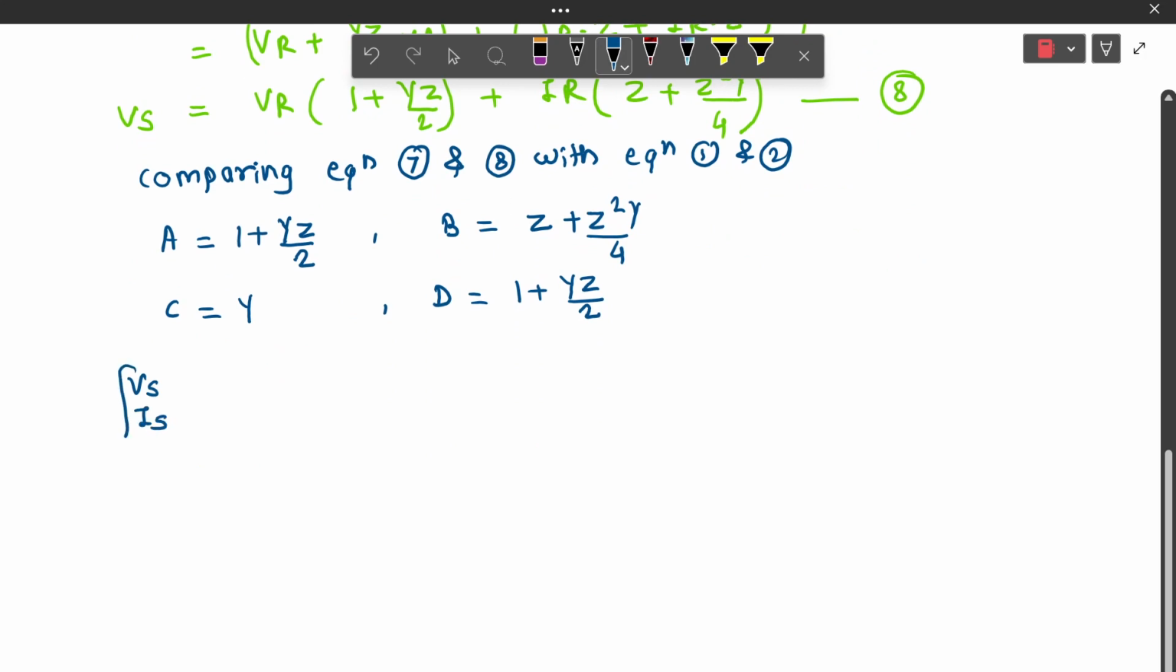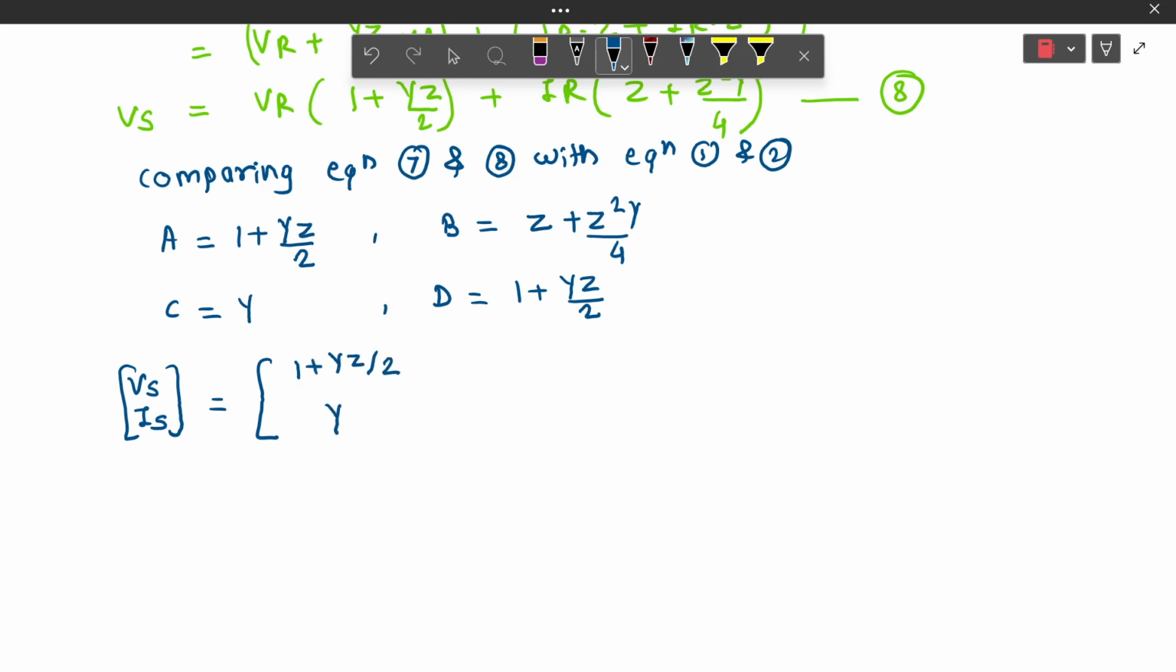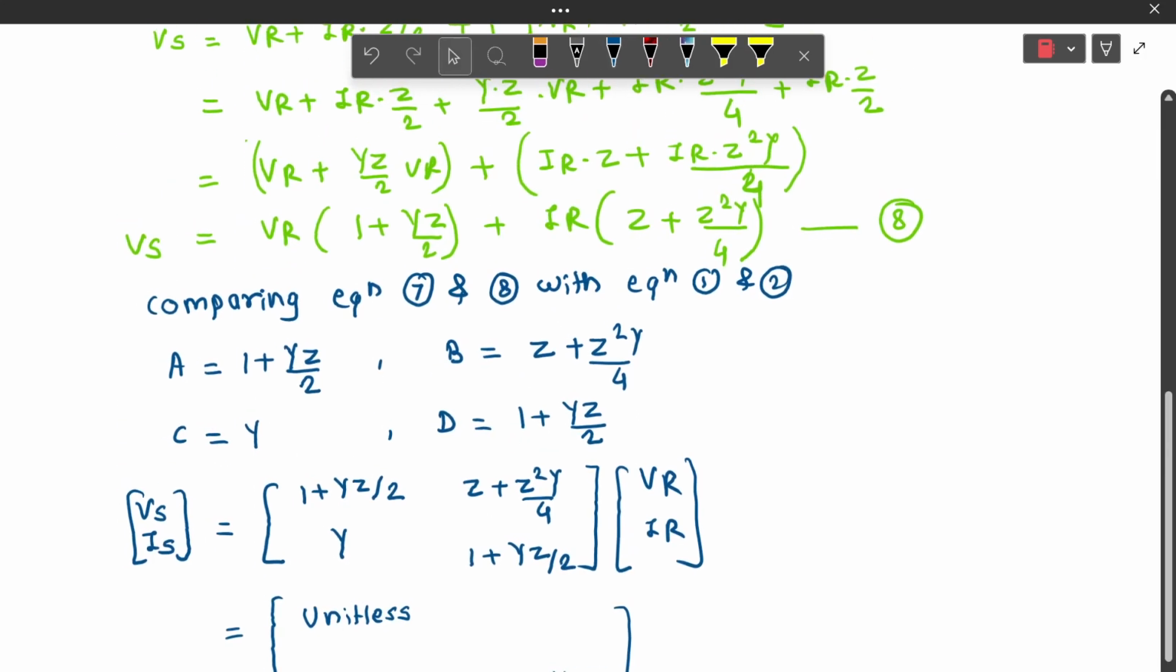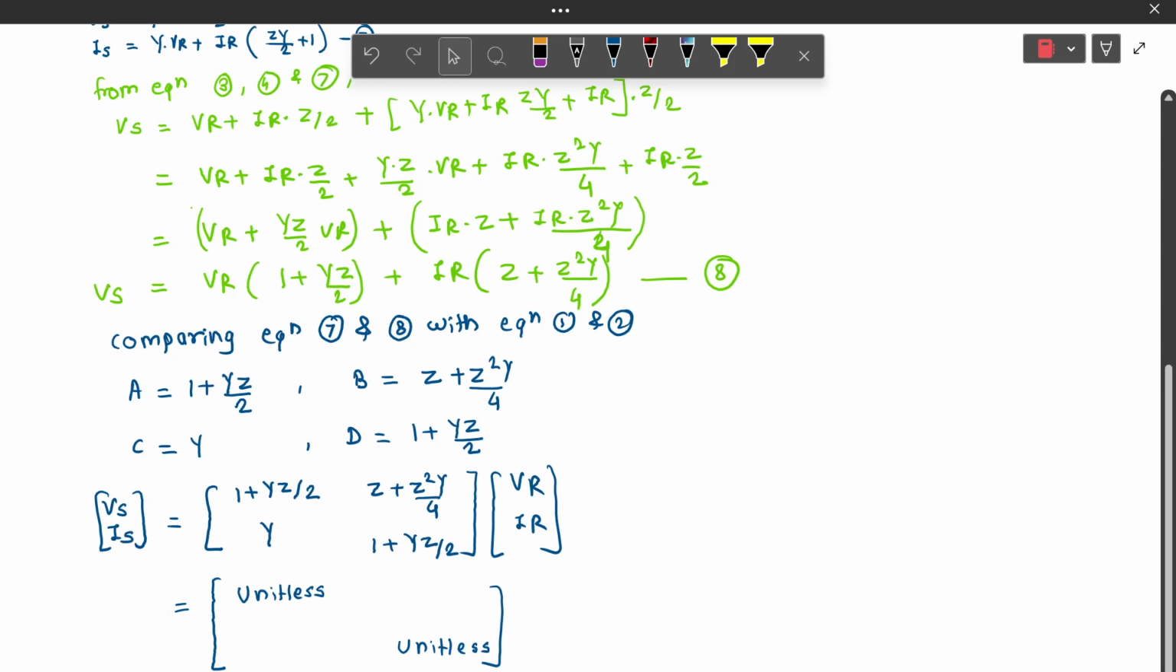We can write it in the form of a matrix equation as Vs Is is equal to A: 1 plus YZ by 2, B: Z plus Z square Y by 4, C: Y, and D: 1 plus YZ by 2, into Vr Ir. Also, we can write the units of the ABCD parameters. For A, 1 plus YZ: the unit of Y is 1 upon ohm and Z is ohm, so it becomes unitless. Similarly, D, 1 plus YZ by 2, is unitless. For B, the unit is Z in ohm plus ohm square into 1 upon ohm, so that gets cancelled and we get the unit as ohm. The unit of C, Y, is Siemens.